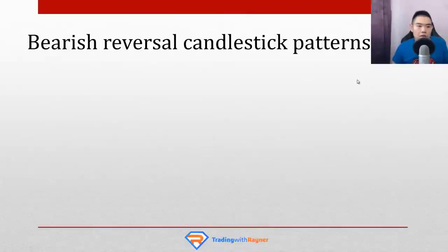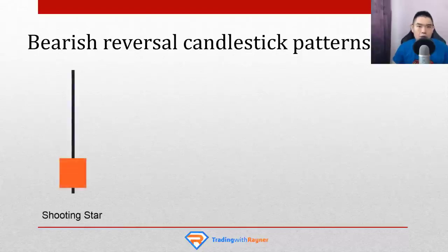So next one, the opposite of bullish candlestick patterns. This is what we call the bearish reversal candlestick pattern. So there are 2 as well. This one is called a shooting star. So this is actually the inverse of a hammer. I'll just explain the story behind this.